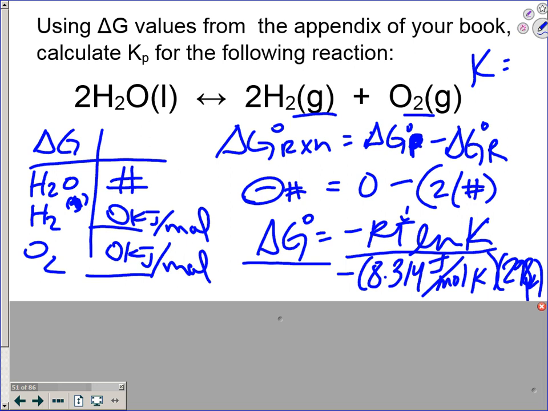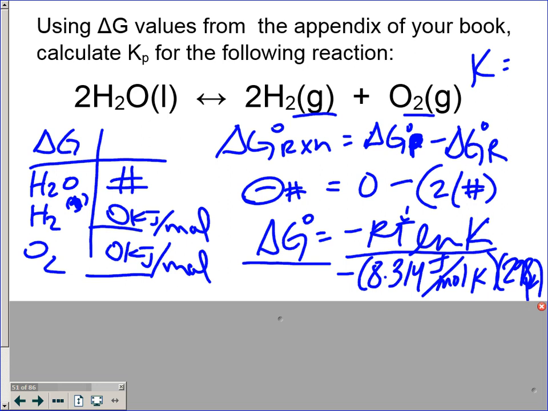How do you get rid of ln? E to the ln of K. Okay? And then you can solve. Now, if this delta G is negative, what should the K value be? Higher. If this delta G is negative, K value should be high. Right. So do you see now that we can connect equilibrium to K very easily? I did not do that on your thermodynamics test.